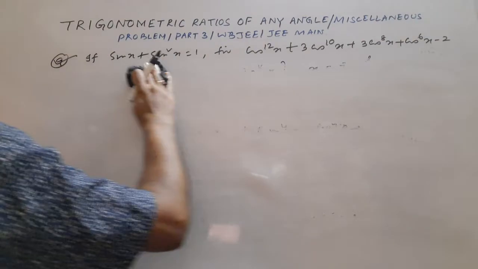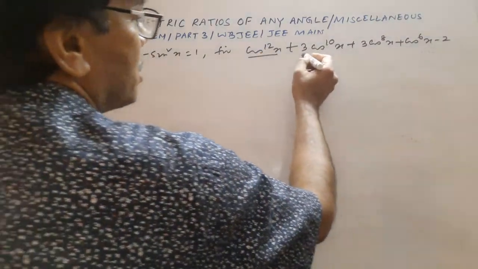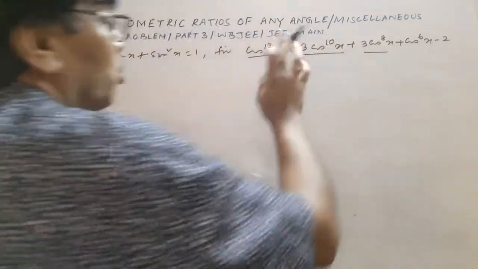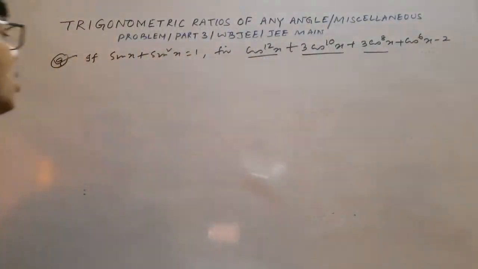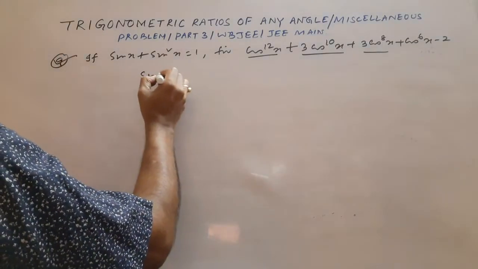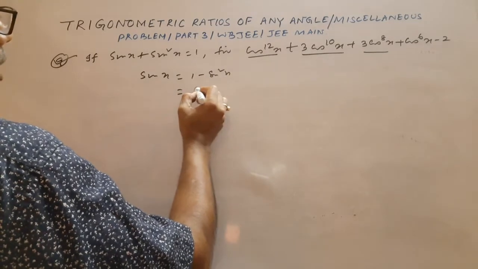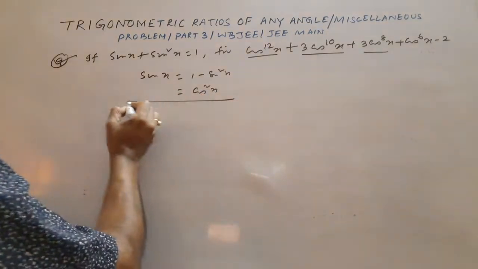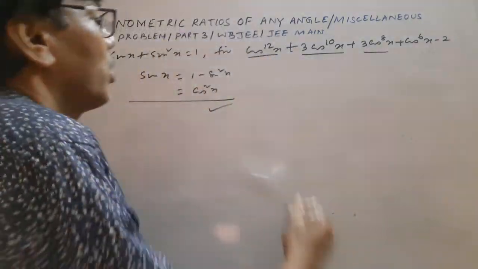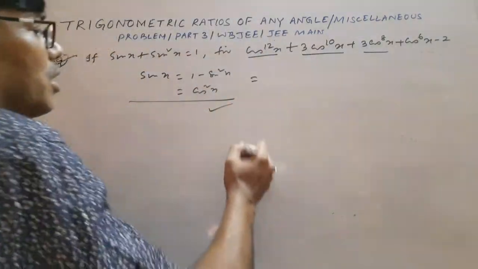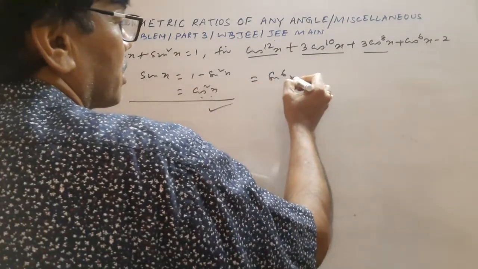Now this one is a very, very simple problem. The power of cos is 12, so this is a large power. Using this relation, we can say sin x equals 1 minus cos square x, so sin x equals cos square x. Now what is cos to the power 12x? Cos to the power 12x is sin to the power 6x.